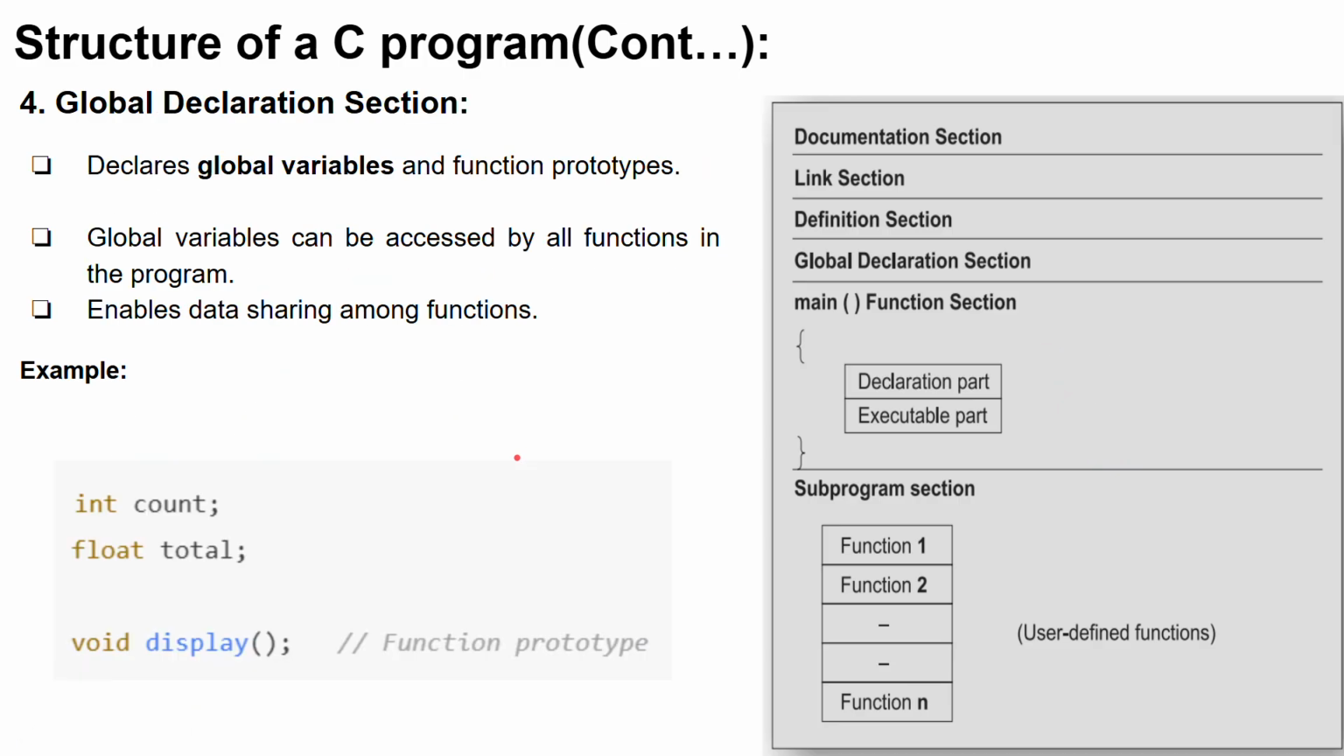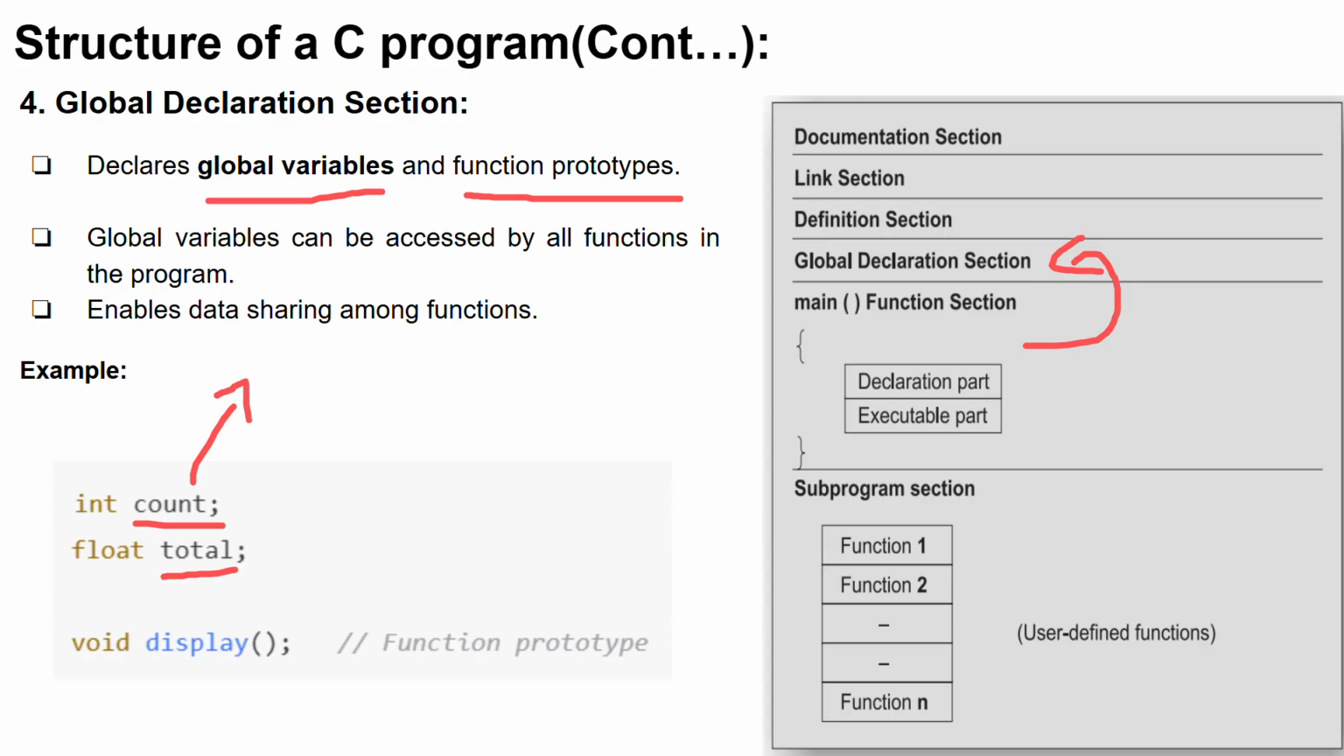Next we have the global declaration section. Whatever we define before the main function, that means whatever variables we assign and whatever function prototypes we define before the main function, are called global variables and function prototypes. You can see here integer count, float total.